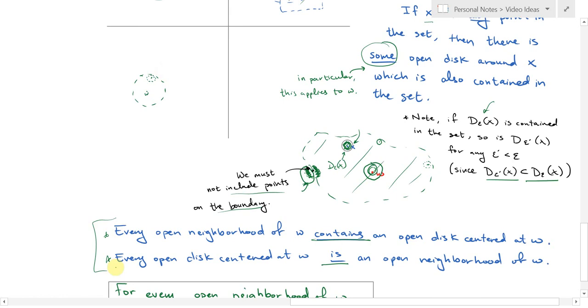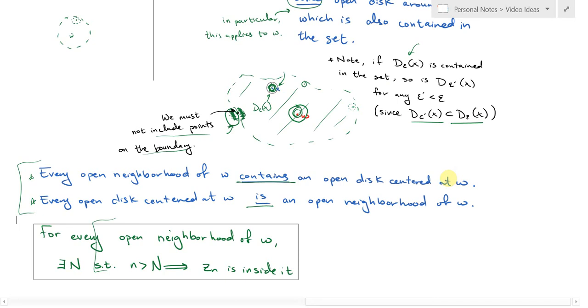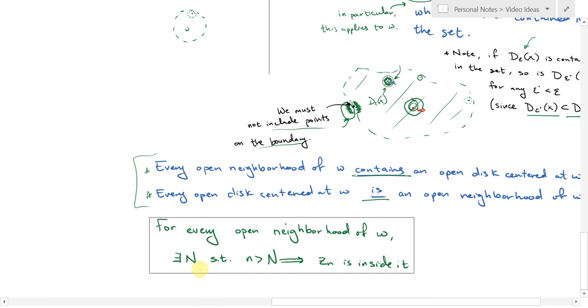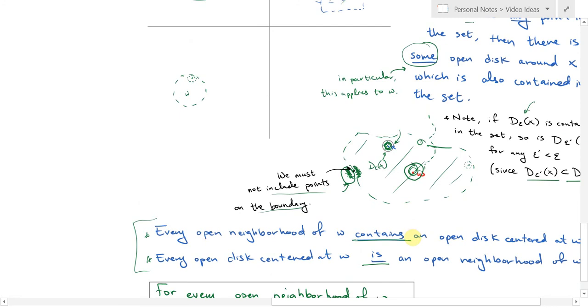So with that in mind, here's the definition of what it means for a sequence Z sub n to converge to W. For every open neighborhood of W, so you get to pick an open neighborhood, potentially a very small one, and it doesn't matter what shape it is, I can still find a capital N, a point of no return, such that little n greater than capital N implies Z sub n is inside of your open neighborhood. So every element of my sequence is eventually inside of every open set.